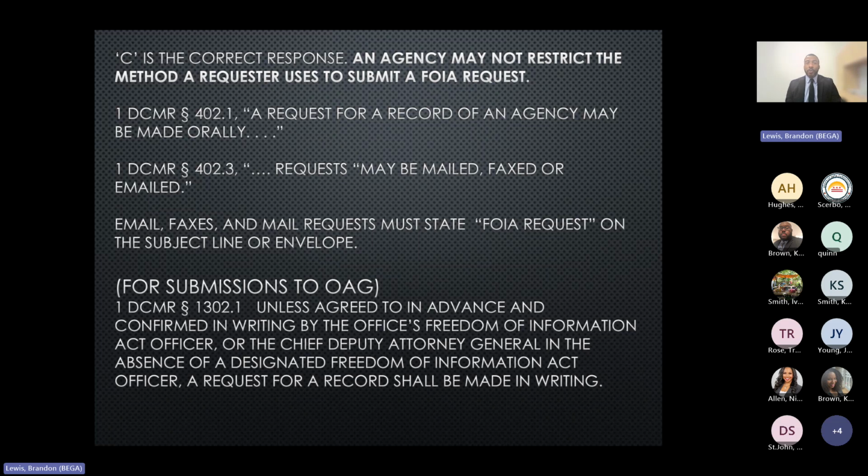1 DCMR section 402.1 says a request for a record of an agency may be made orally. DCMR goes on to say requests may be mailed, faxed, or emailed. Email, fax, and mail requests must state "FOIA request" on the subject line or envelope. And then there's one caveat here for submissions to OAG from 1 DCMR section 1302.1. Unless agreed to in advance and confirmed in writing by the Office's Freedom of Information Act officer or the Chief Deputy Attorney General in the absence of a designated FOIA officer, a request for a record shall be made in writing. But again, that applies only to submissions to OAG.